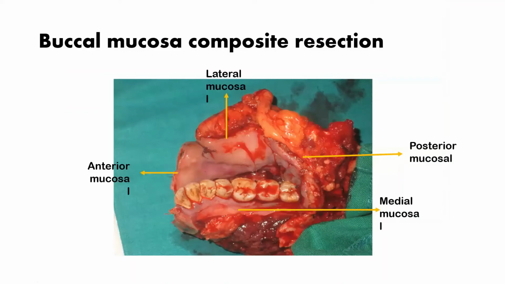This is a buccal mucosa composite resection, another specimen. The margins that we take in this are again the anterior mucosal margin, the medial margin, the posterior mucosal margin, and the lateral mucosal margin.